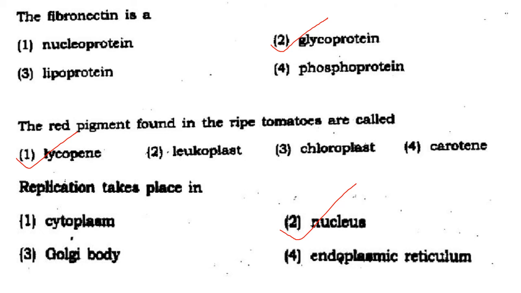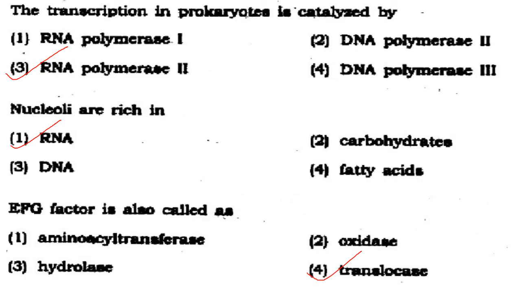Next one. The fibronectin is a option 1 nucleoprotein, 2 glycoprotein, 3 lipoprotein, 4 phosphoprotein. Answer is 2 glycoprotein. The red pigment found in the ripe tomatoes is called lycopene, leucoplast, chloroplast, carotene. Answer is lycopene. Replication takes place in option 1 cytoplasm, nucleus, Golgi body, endoplasmic reticulum. Answer is option 2 nucleus.